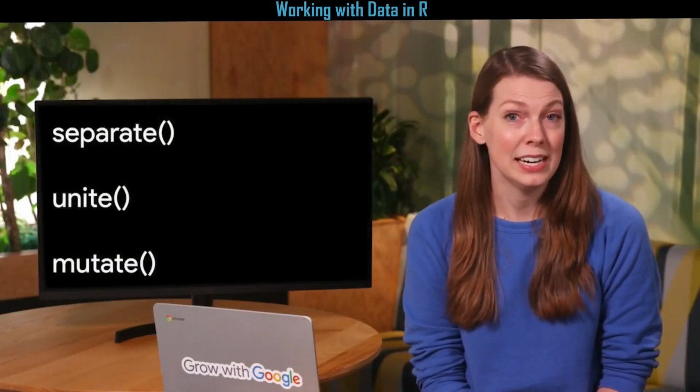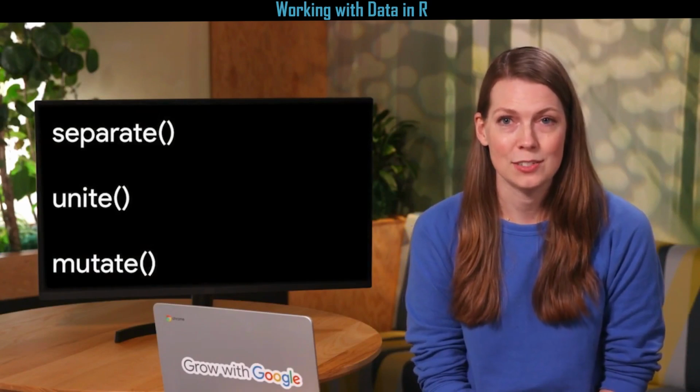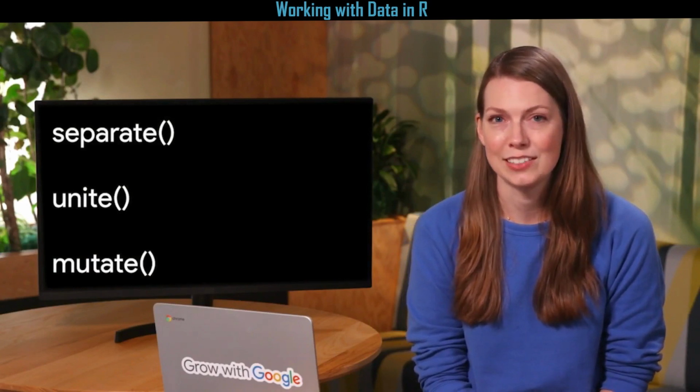So far, we've started cleaning and now working with data in R. Now, let's talk about how to transform data. Sometimes you need to be able to break up a variable across multiple columns, or combine existing columns, or even add new values to your data frame. Coming up, we'll use the separate, unite, and mutate functions to transform our data in R.